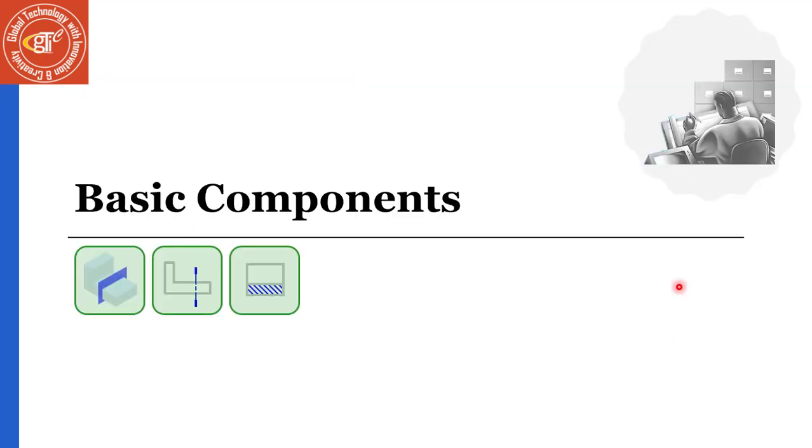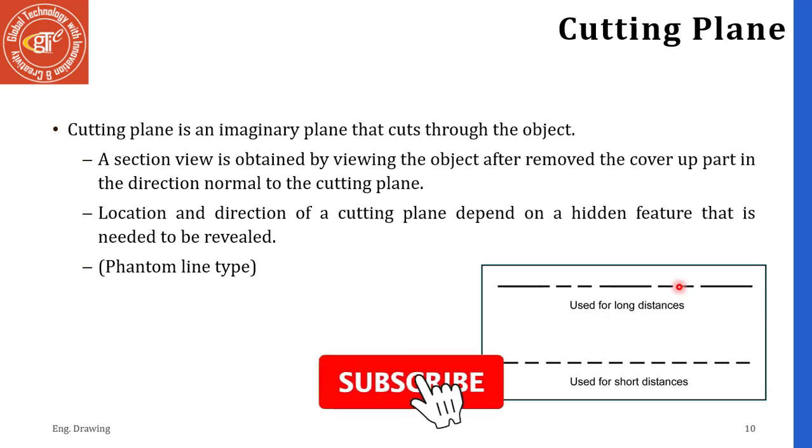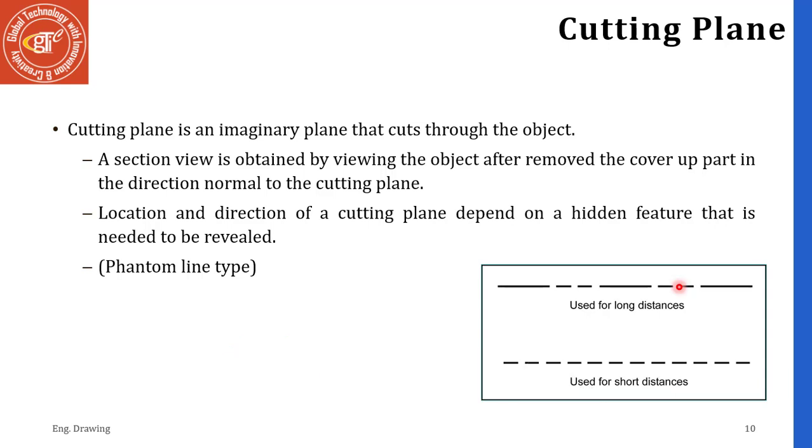Basic components of sectional views. First one is the cutting plane. Cutting plane is an imaginary plane that cuts the object. The sectional view is obtained by viewing the object after removing the cover apart in the direction normal to the cutting plane. Location and direction of the cutting plane depend on a hidden feature that needs to be revealed.